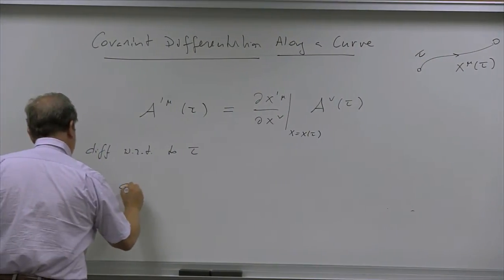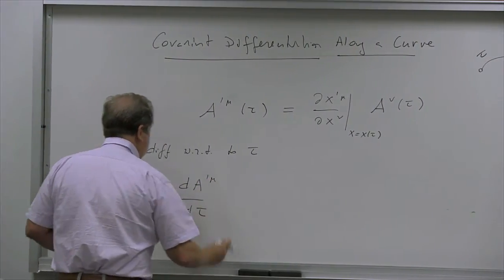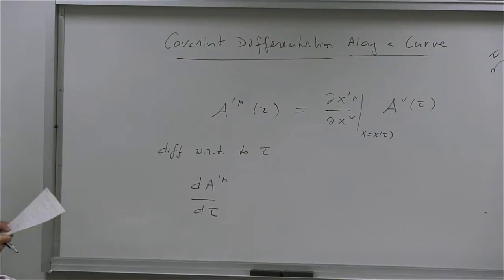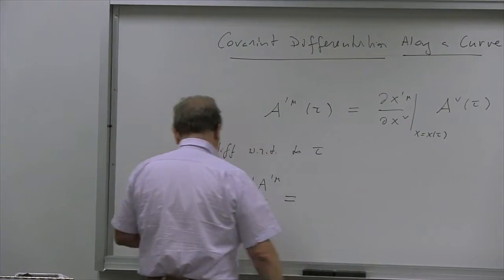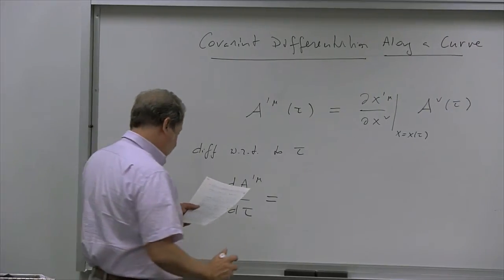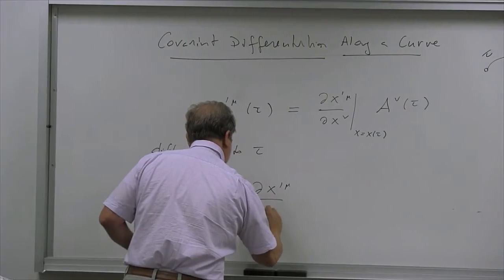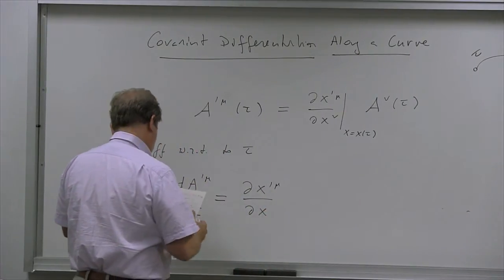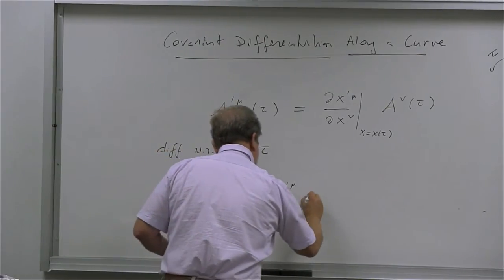So that means that we calculate dA prime mu by d tau, and again, we have 2 terms. So we have the derivative of x prime mu by dx nu, times dA nu by d tau.